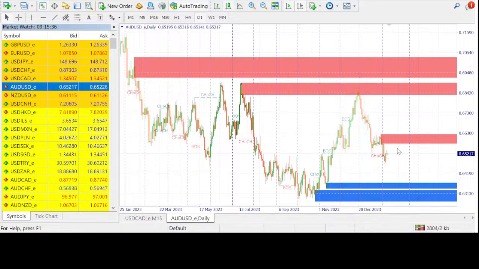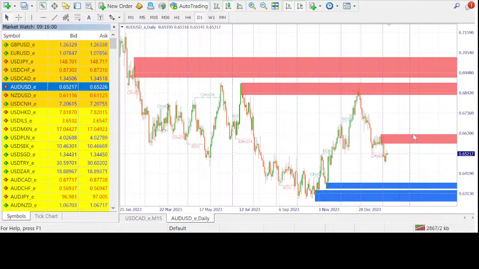So as it is now, as long as the price is held within this red zone or this zone here, we do expect that the sellers are going to continue to push us downwards up to this zone. If this zone is broken, then we will expect the price to extend even lower. So as it is right now, we will be looking for sell positions, expecting that the sellers are going to push us downwards up to this zone.